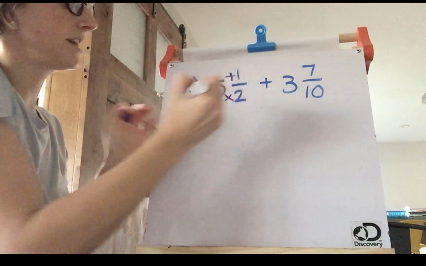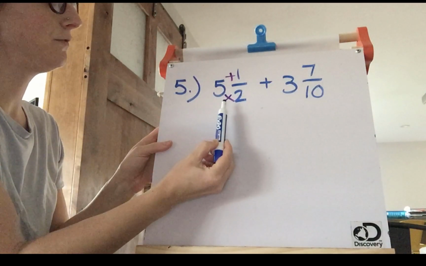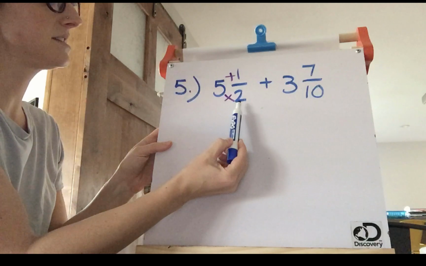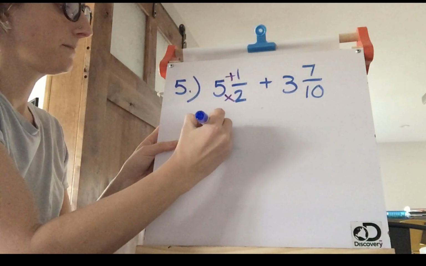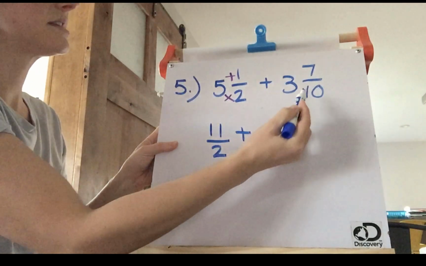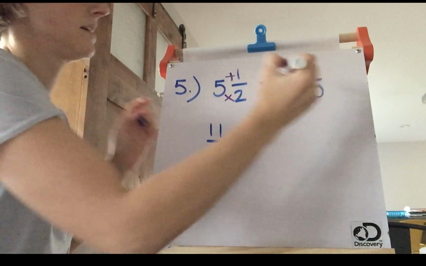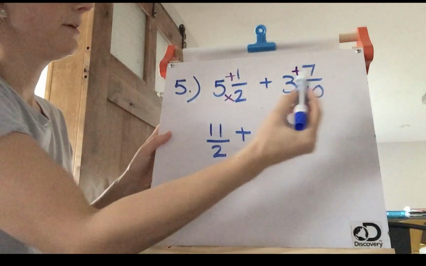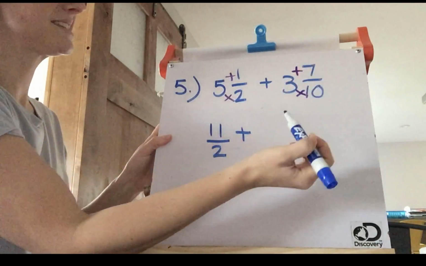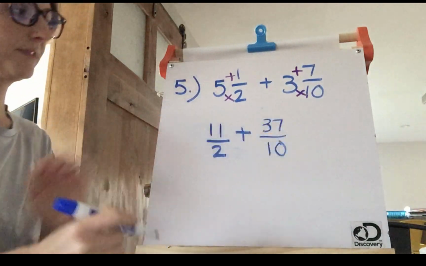The abbreviations for Texas are TX. And remembering order of operations here, multiplication before addition. So 5 times 2 is 10, plus 1 is 11. So we have 11 halves plus, same thing over here, do the Texas. Using order of operations, 3 times 10 is 30, plus 7 is 37 over 10.